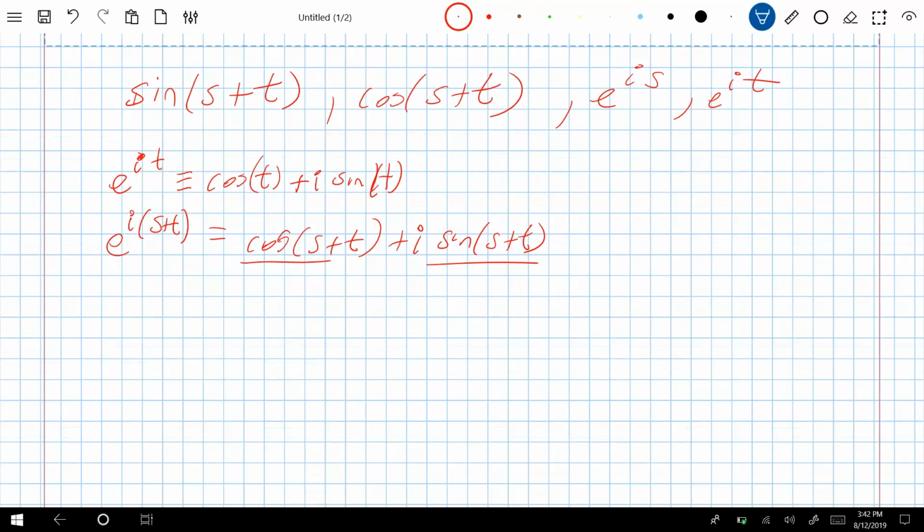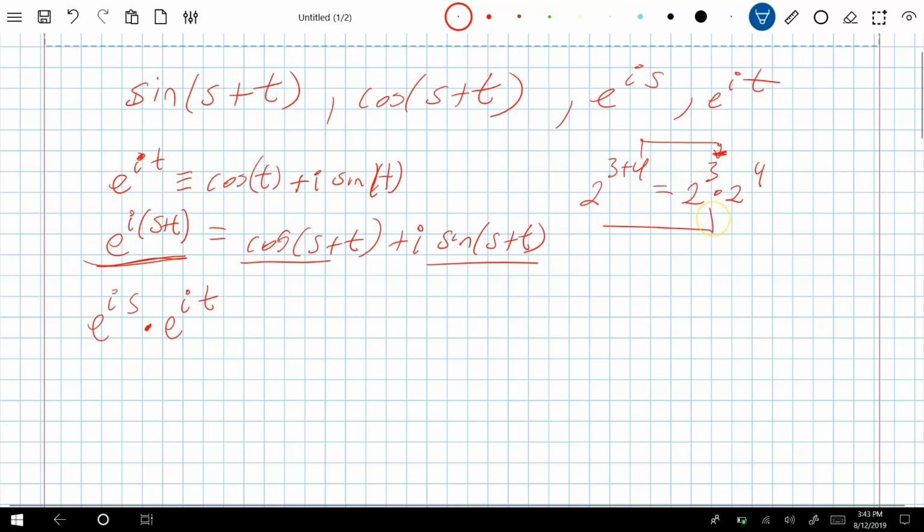And we can get that by recognizing the fact that this part on the left side there, I can rewrite as follows. I can write e to the I s times e to the I t. And that's because of a basic rule of exponents. Remember, for example, 2 to the 3 plus 4 is equivalent to 2 to the third times 2 to the 4. I'm writing on the side here. It's equivalent to that. So you can either go this way, or if needed, you can go this way.